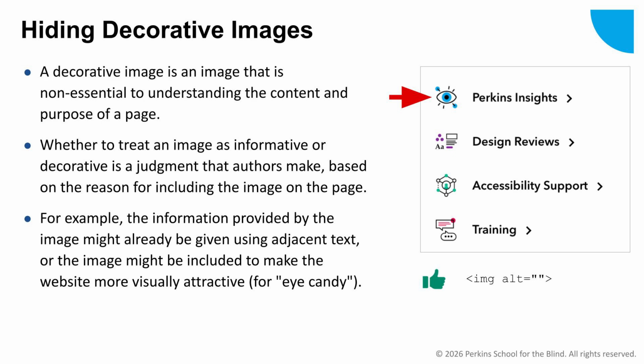Conversely, we have decorative images. A decorative image is an image that is non-essential to understanding the content or purpose of a page. On the right-hand side of the screen here, we have some links with icons next to them. Icons like this are purely decorative, and they don't communicate any information. Decorative images can be hidden from assistive technology using a variety of means, the easiest of which, if this is truly an image tag, is to enter alt equals blank. This will hide the image from assistive technology, and that's all that needs to be done.